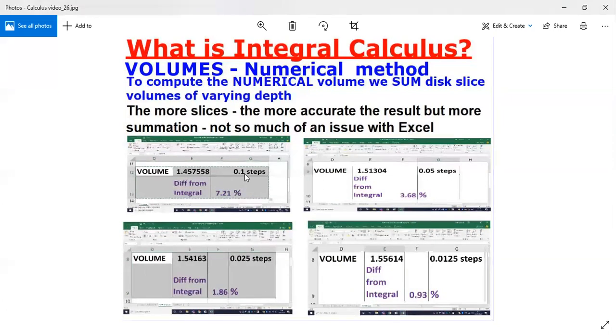So 0.1 steps, if we divide that by 2, then we've not just got 10 additions, we've now got 20 additions of discs, but we get it more accurate, 3.68%. If we divide it by 2 again, we've now got 40 additions, but we get it more accurate. If we divide it by 2 again, we've now got 80 additions of discs, very thin discs now, but we get it more and more accurate. Numerical integration is a good way of verifying your integral calculus answer to make sure that you haven't made a mistake going through the computations.